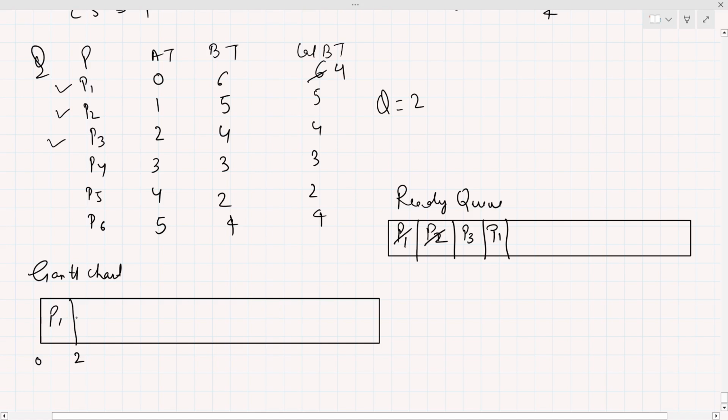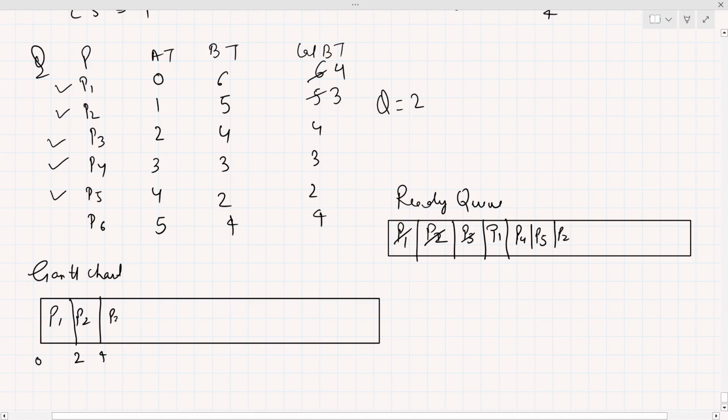After that, P2 gets the CPU from 2 to 4 because the time quantum is 2, so maximum it can execute only 2. The time left for P2 is 3. Now at arrival time 4, how many processes are available? P4 and P5 are also available. So first of all, you add these processes, and if there is burst time left for P2, then you add P2. P4 arrival time is 3, and then P5. So you add P4, P5, and then P2 because P2 is not completely executed.